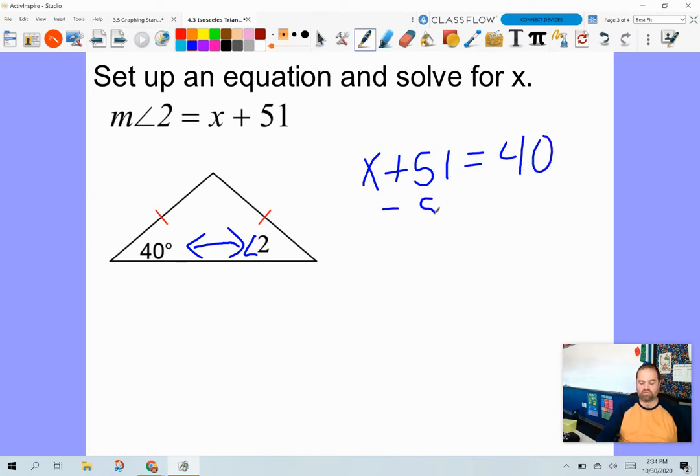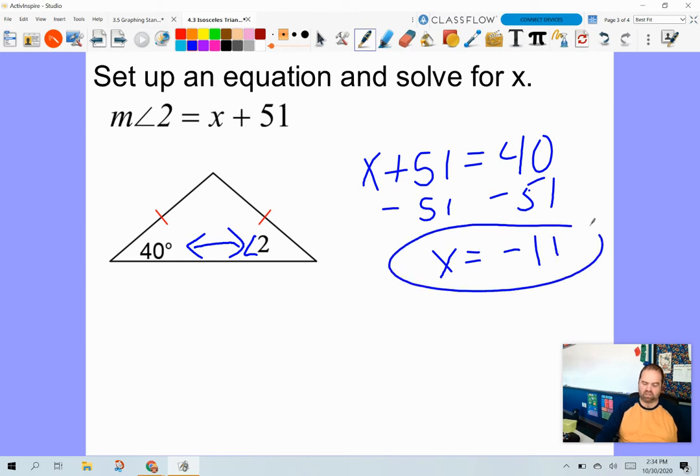Now when I subtract my 51, we're not really worried about the algebra here. At this point, you can either solve these or you can't. So it's okay that the variable has a negative value, because if I were to plug that negative 11 back in here, negative 11 plus 51 is 40. That's a positive angle, so that's okay. Now that one's not too bad. The base angles are the same.